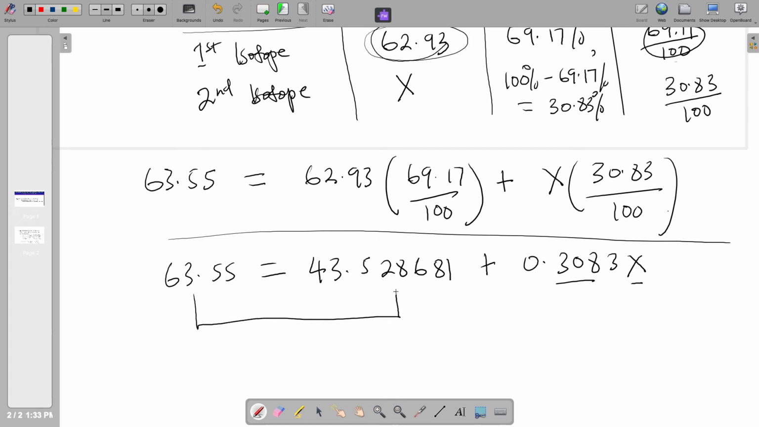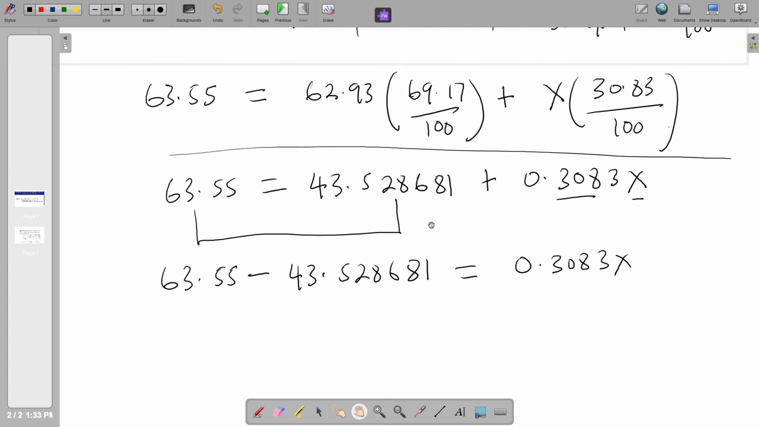So we group this, but remember there's an equal sign here. So if we are moving this across the equal sign, it's like we are subtracting this value from both sides. So that means you subtract this value from that side. If it goes, it's positive. So if it goes across the equal sign, it becomes negative. Okay, so we'll do 63.55 minus 43.528681 equal to 0.3083x. You see, we've moved our value across the equal sign, and now we have our minus sign here.